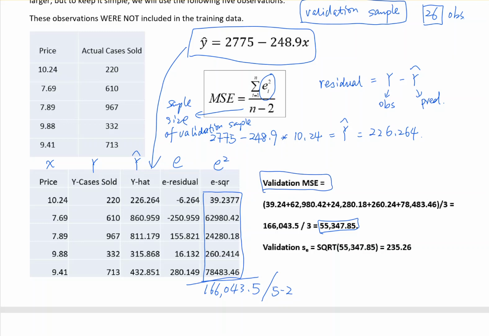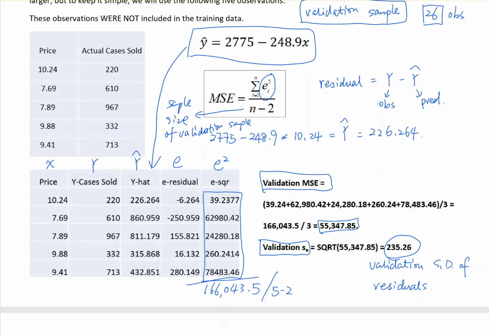All right, and if you take the square root of it, then we get the validation standard deviation of the residuals, which is just the square root of the validation MSE. So you will get 235.26, which we call the validation standard deviation of the residuals. All right, so until now we have all the information we needed for the simple linear regression.